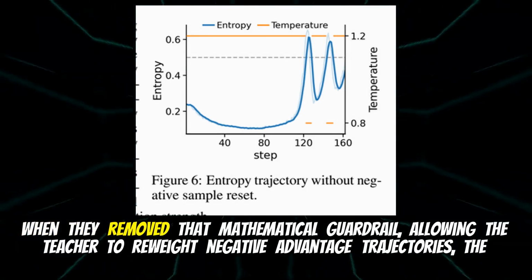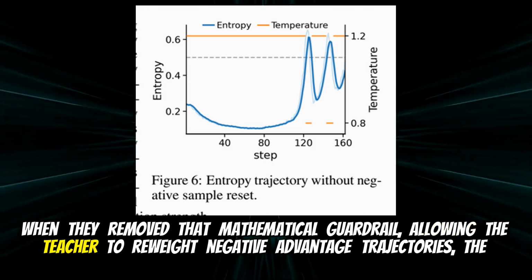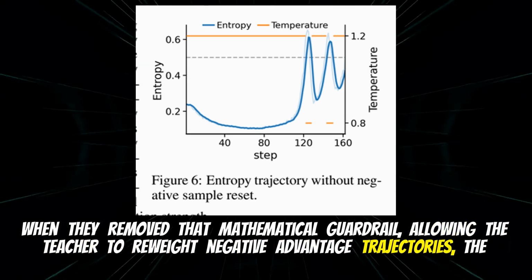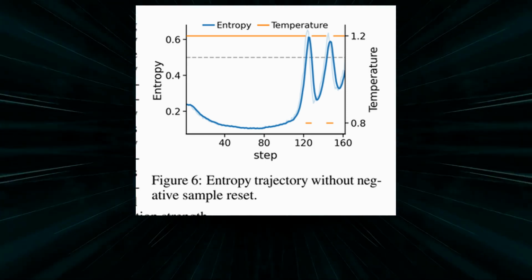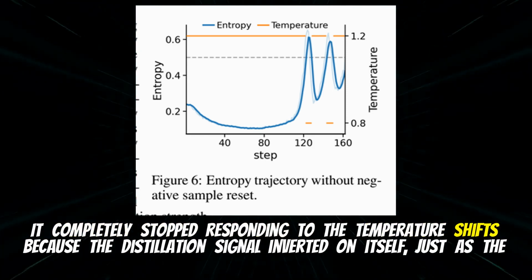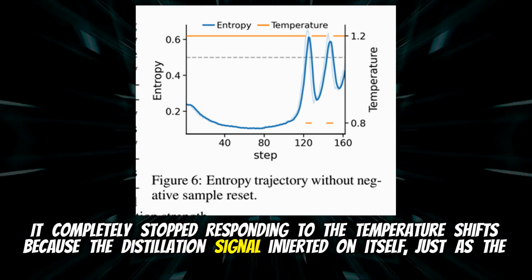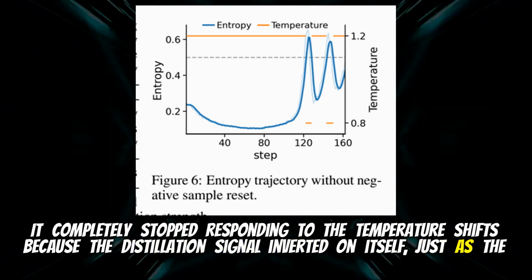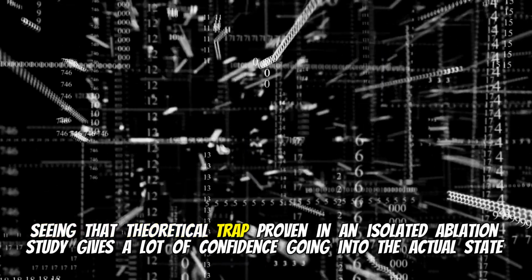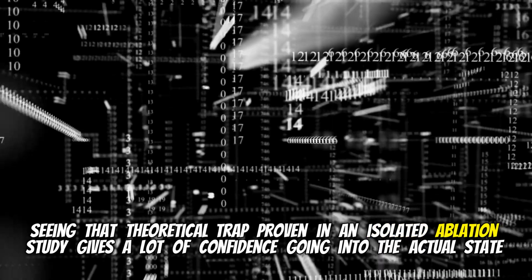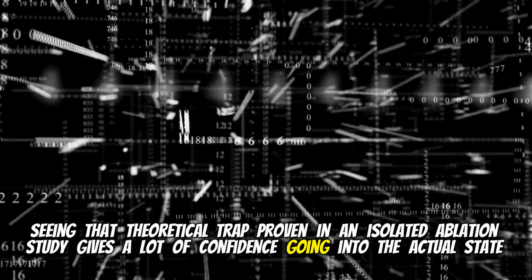Exactly. When they removed that mathematical guardrail, allowing the teacher to reweight negative advantage trajectories, the student's entropy just flatlined well below the target. It completely stopped responding to the temperature shifts. Because the distillation signal inverted on itself, just as the math predicted, completely suppressing the knowledge transfer. Yep. Seeing that theoretical trap proven in an isolated ablation study gives a lot of confidence going into the actual state-of-the-art benchmarks.